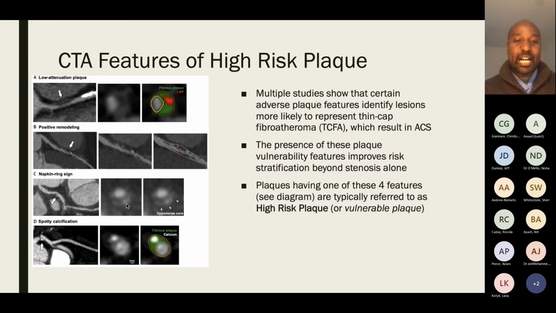And then if you've got spotty calcification, basically an island of calcified dot inside a soft plaque core, that's also a high-risk feature. So when we see plaques that have one or more of these features, we typically refer to them as high-risk plaque or vulnerable plaque.